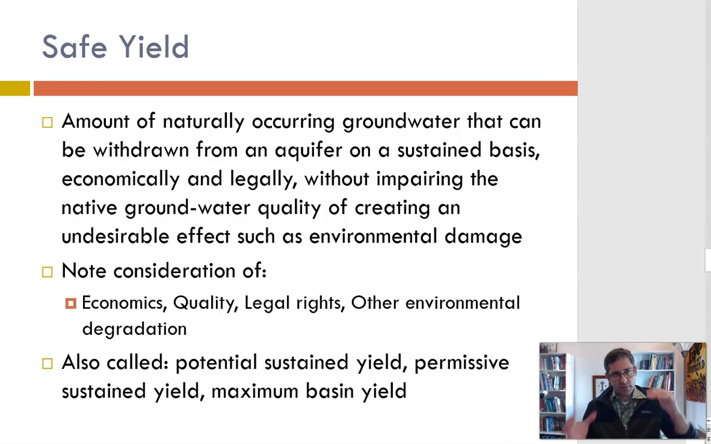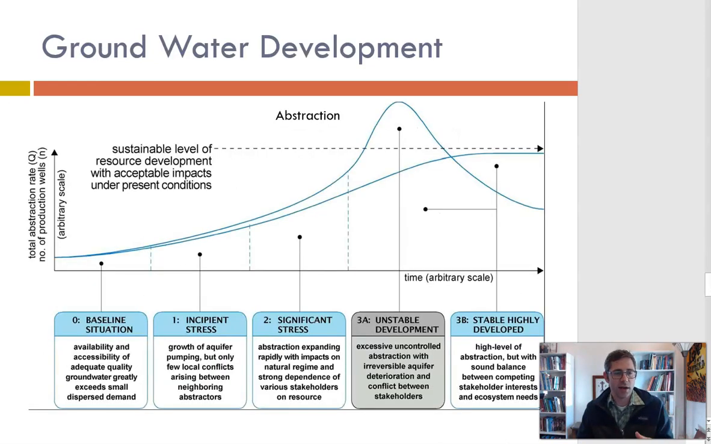Some people think of it as you've got some annual average recharge of the groundwater. That's how much water is coming into it. You could think of it as the amount of recharge I get is the amount I could take out while keeping things at a standard level. It's not quite that simple. It's more complicated than that, but we're considering things like economics, quality, legal rights, and other environmental impacts to come up with the amount I can pump. And I don't want to pump more than that because then I would cause damage.